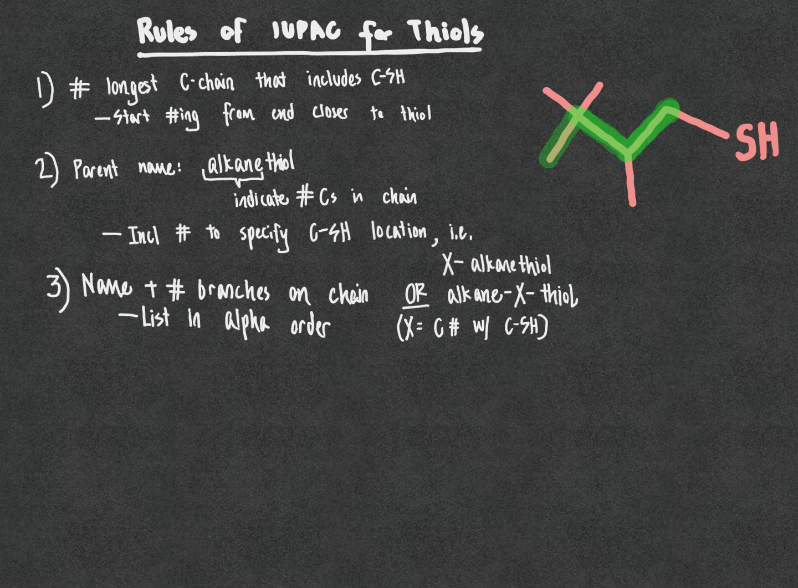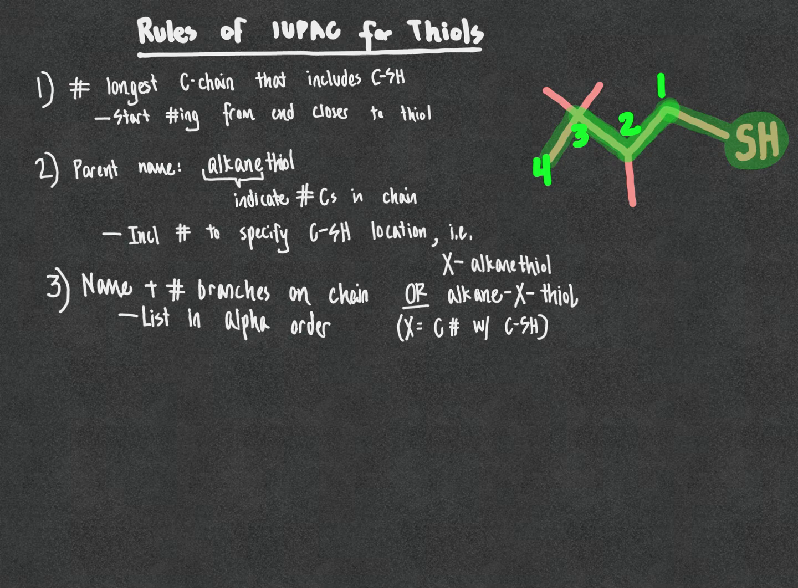Per rule number 1, we start numbering from the end closer to the thiol group. So we number from here, 1, 2, 3, 4. That encompasses all of the atoms that are shown in green. It also encompasses the thiol group because our parent name is going to include that term thiol and indicate the position of the thiol group in that chain. Let's go ahead and knock that out of the way.